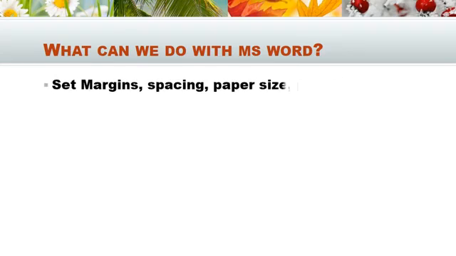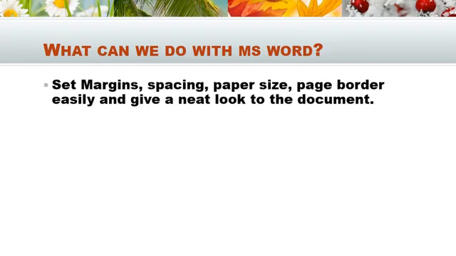Next one is set the margins, spacing, paper size, and page border easily, and give a neat look to the document. Now what do we mean by margins, spacing, paper size? Margin means you can leave some space on the sides of your paper, so that when you write, there is a neat margin on the sides. In the same way, when you write in the notebook, you see there is a margin on the left hand side where you write the question numbers. In a similar way, you can give a margin in MS Word also.